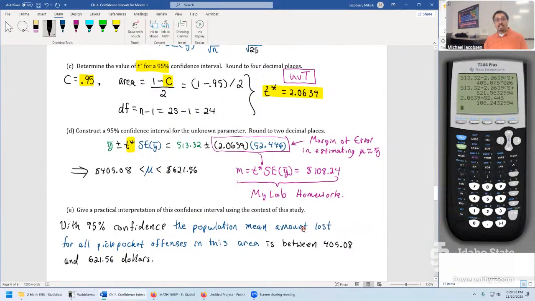Tricky parts are nailing down the parameter, getting the critical number T star just right each time. We'll practice a couple more just to get the feel for how these go. Any last questions or comments at all before we try out a brand new one?